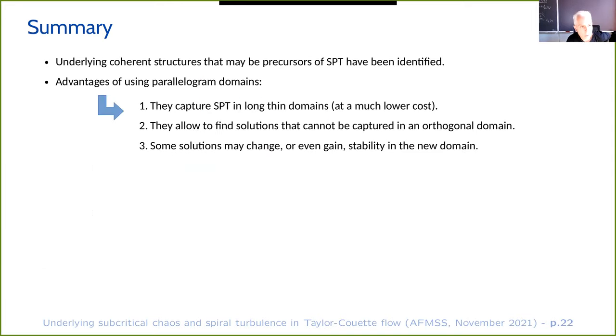Okay. So as a summary, we have identified what we call precursors of the spiral turbulence, using an alternative domain to the one proposed by Barkley and Tuckerman. This domain may capture the SPT in long thin domains, as you saw before, at a much lower computational cost. The important thing is that these solutions that we have just seen cannot in general be captured in orthogonal domains. Or if they can be captured, the number of unstable eigenvalues is very high.